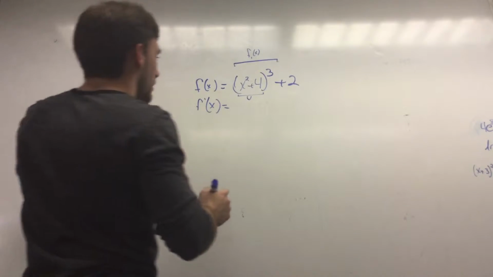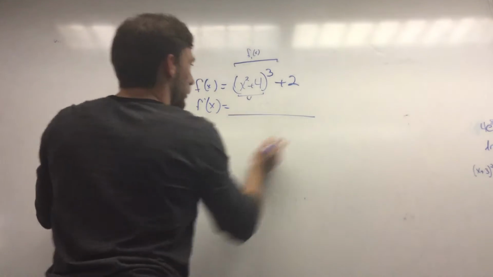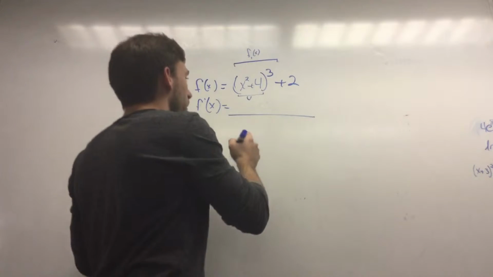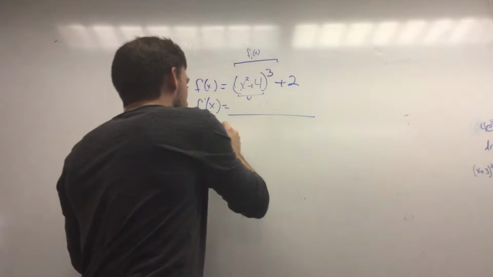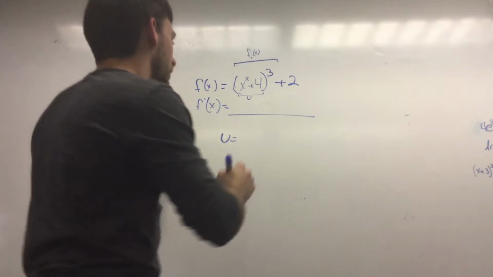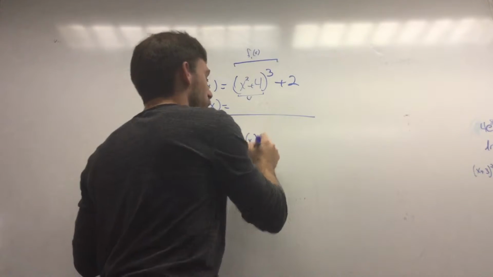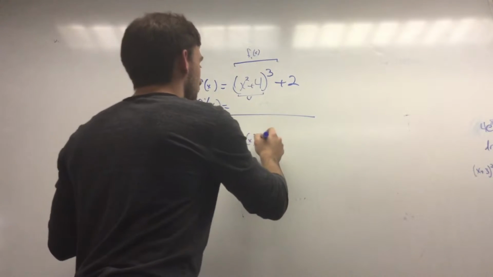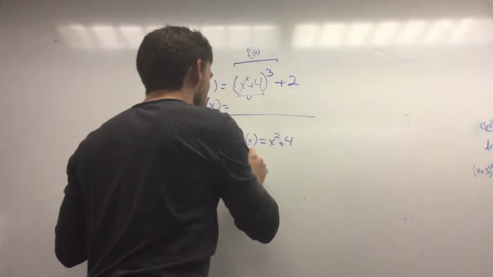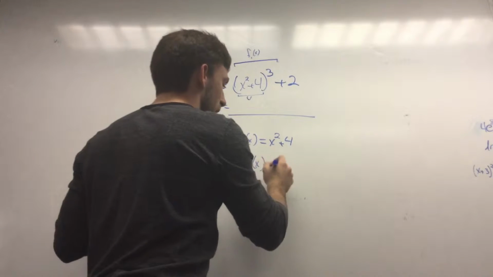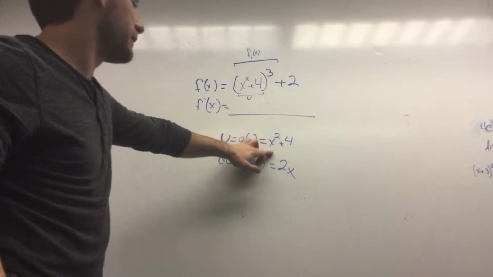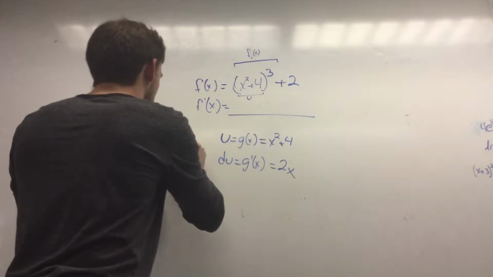So I'm trying to find f prime of x. That's what I'm looking for. To do that, I'm going to do the chain rule. So if I take my u, I say my u is my inside. So my u, which can equal your g of x, for those of you that like to use it this way, is x squared plus 4. Your du, which is g prime of x, is equal to 2x, the derivative of this. So I took the derivative of the inside. So this is my inside.